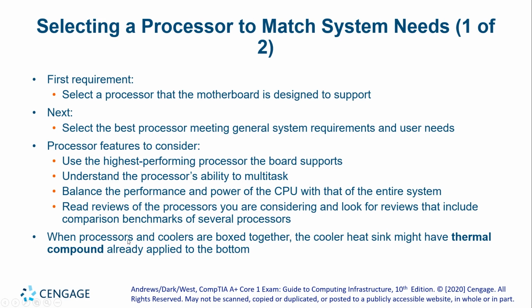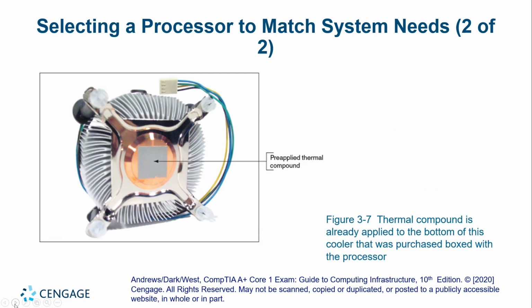Also, in the end, you have to install it, and there's a thing called thermal compound or thermal paste that we'll talk about. Sometimes it's already installed on the processor, sometimes you have to apply it yourself. You need to be aware of what it looks like so that when it's time, you'll know if it's already installed or not, and you'll know how to install it.